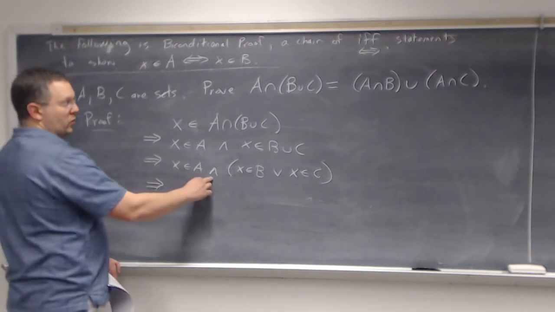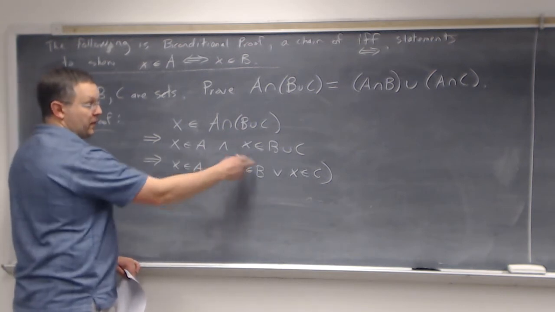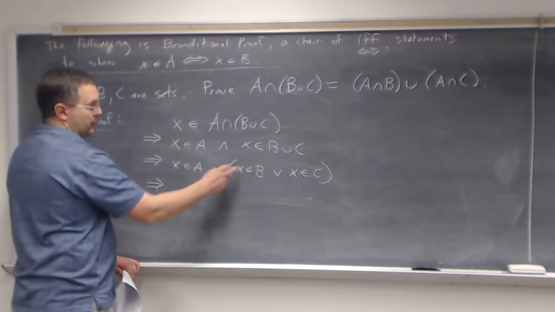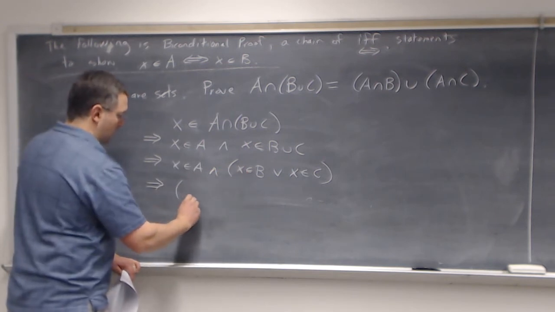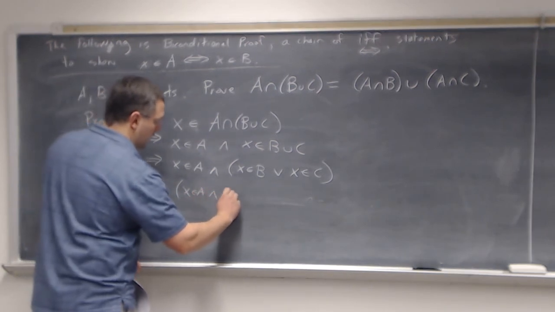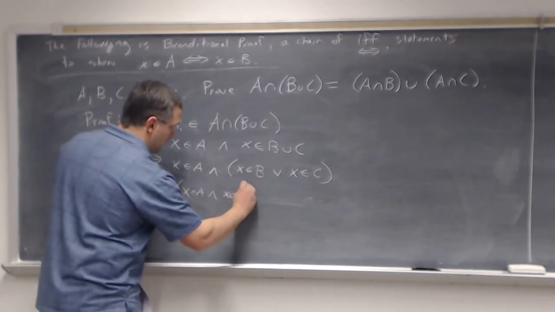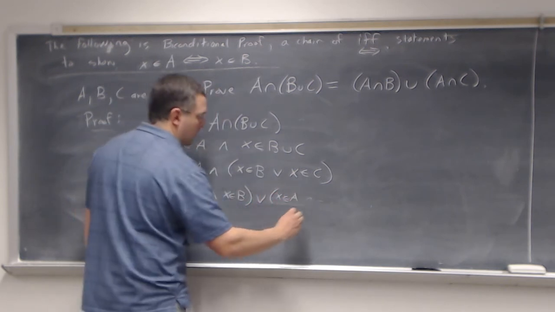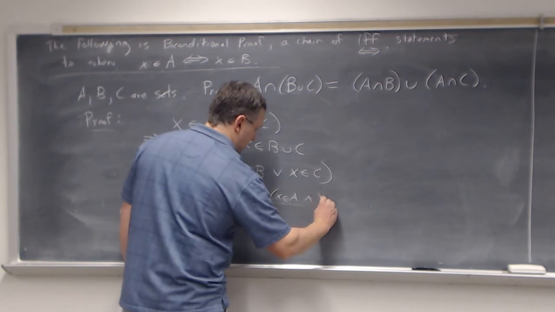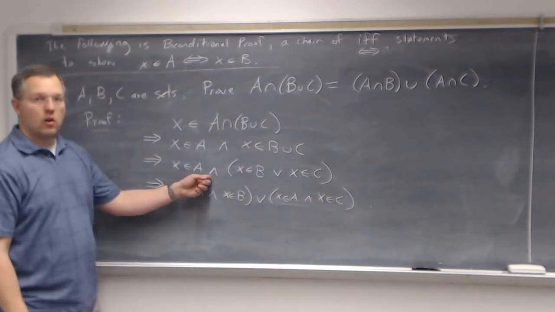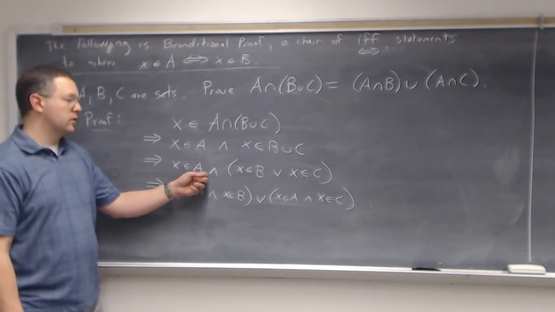Okay, so we prove distributive laws. Back in chapter 2, when we were talking about logic, I can distribute this "and" statement. So I get this implies that x is an element of A and x is an element of B, or x is an element of A and x is an element of C. Okay, so that's the distributive law we proved in chapter 2.